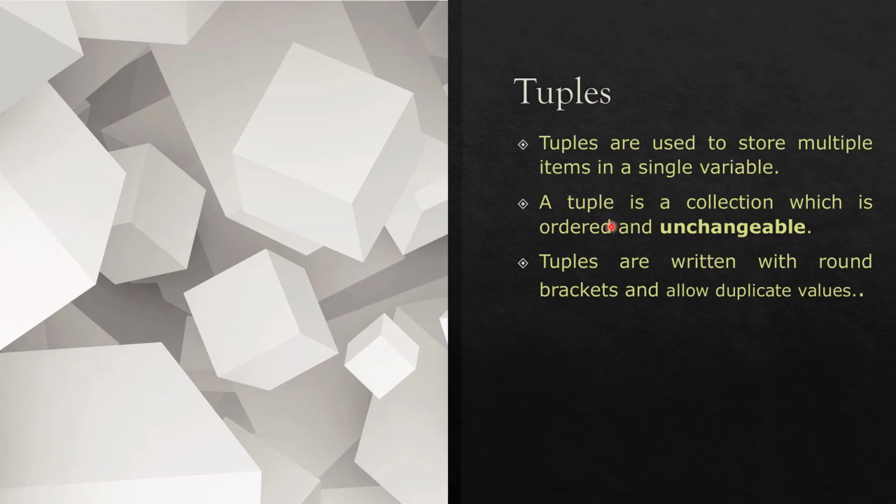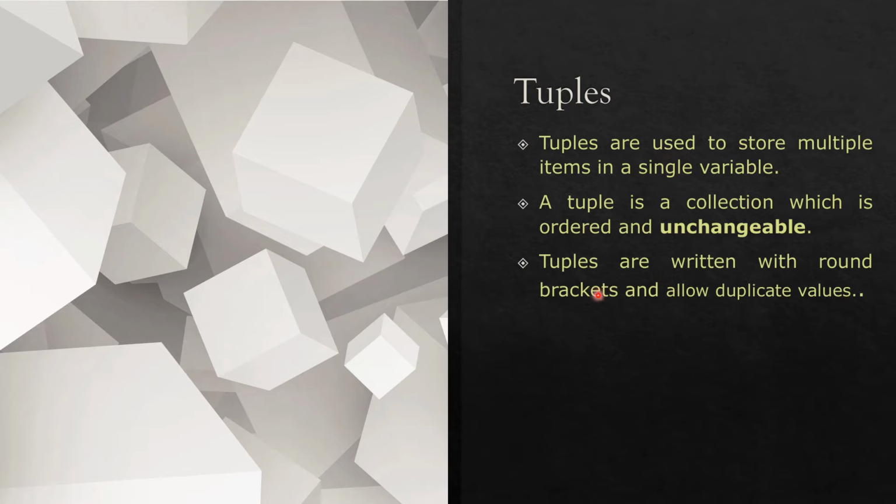Second, a tuple is a collection which is ordered and unchangeable. It means once you declare a tuple, you cannot change its values. You cannot add values to the tuple, and you cannot delete values from the tuple. So a tuple is unchangeable, and it is ordered, which means the tuple is indexed.